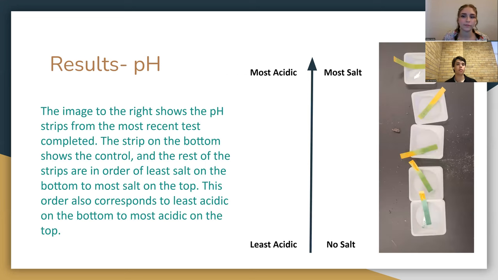So the results of what we gathered from this, as you'll see on your screen right there, the pH strips starting at the bottom with the least acidic, so most basic, and then on the top would be your most acidic. This also shows how the greater the amount of salt concentration that was put into the soil, the more acidic that it became. And the very bottom one would be our control sample.